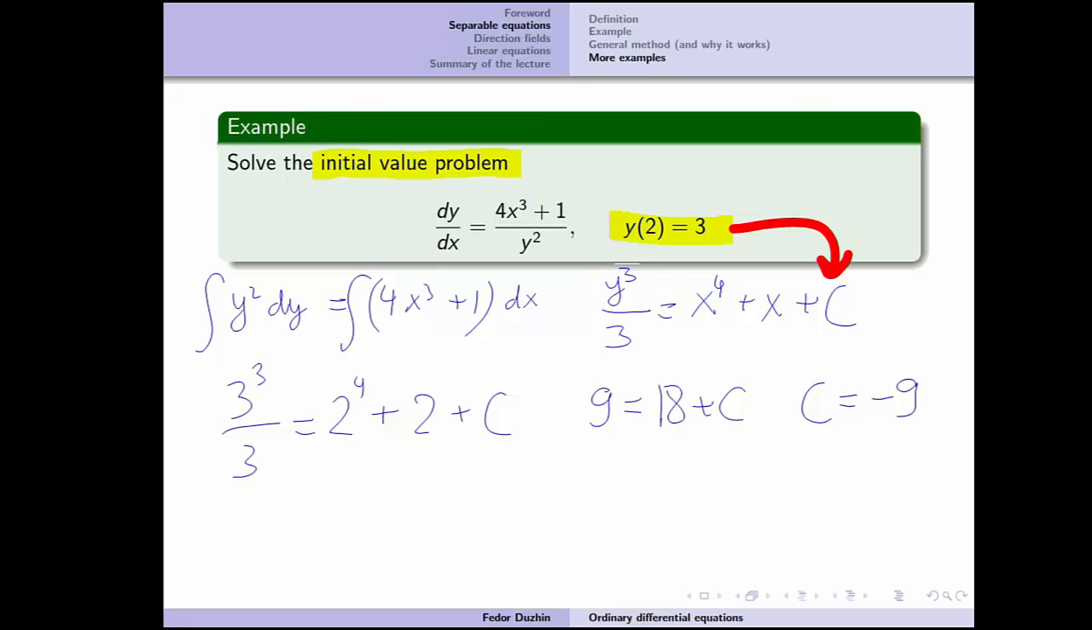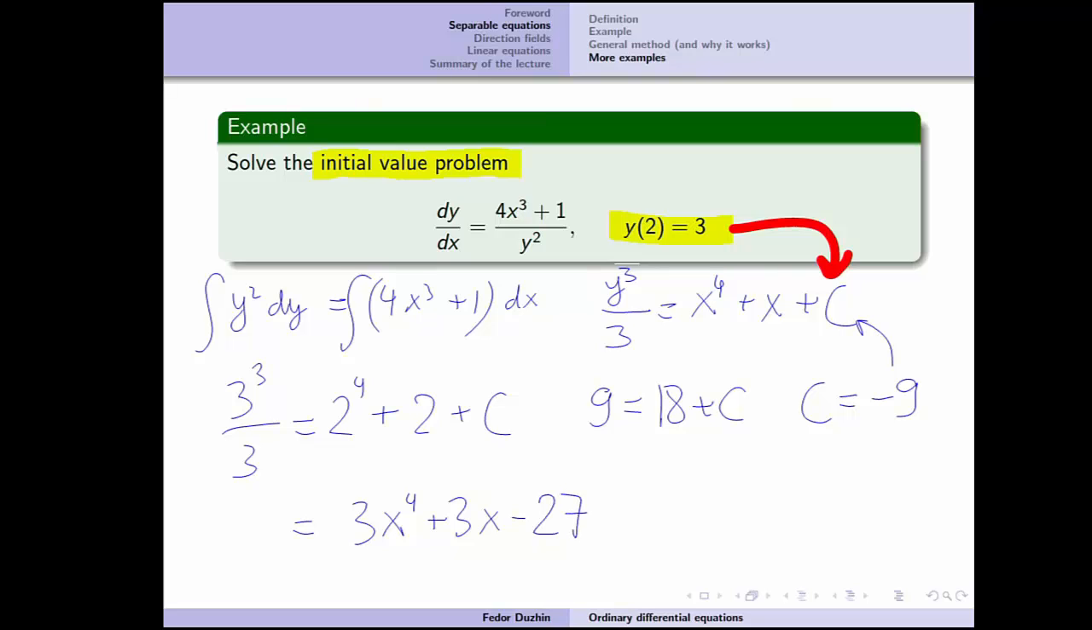Alright, so now we just need to substitute minus 9 as the constant, and then we solve for y. Right, so let me do it together at the same time. So solving for y, we get y cubed equals 3x to the 4 plus 3x plus 3 times the constant. The constant is minus 9, so 3 times minus 9 is minus 27.